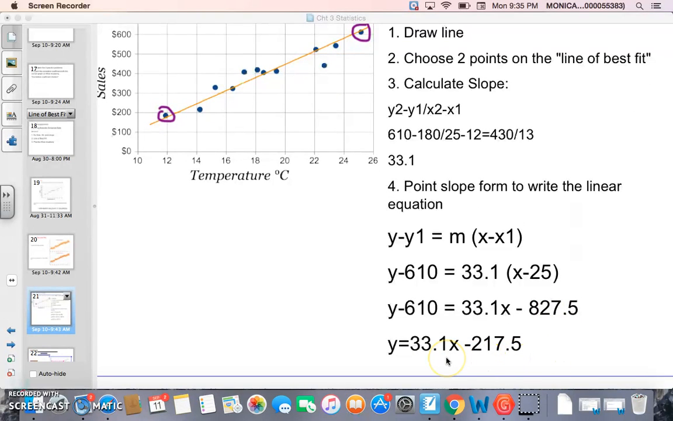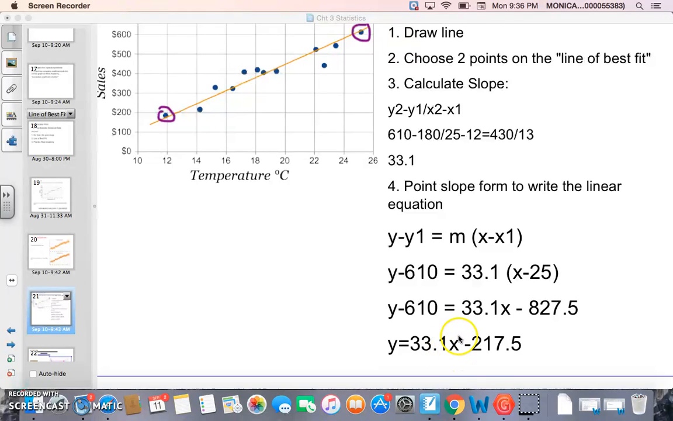Now we have to move the 610 over by adding it, inverse operations, adding it to the negative 827.5. And what we'll come up with, our line of regression, or our trend line, also known as your line of best fit, has an equation of y equals 33.10 times the temperature, and then take away $217.50. This might be our startup cost or whatever it is. And then we should be able to make a prediction at any temperature what our sales are going to be, simply by plugging them in here.